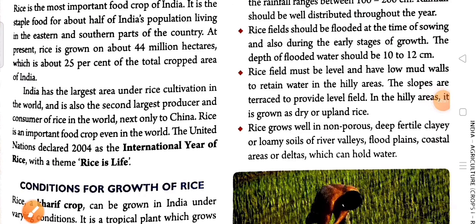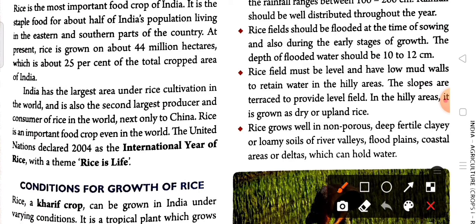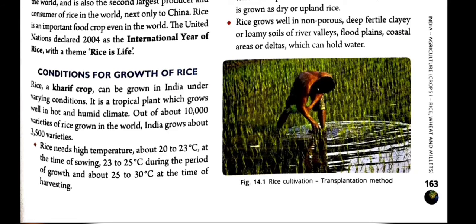Rice is an important food crop not only in India, but in the whole world. The United Nations declared 2004 as the International Year of Rice with the theme of Rice is Life. As we are discussing rice, we have to know the conditions in which rice grows well.